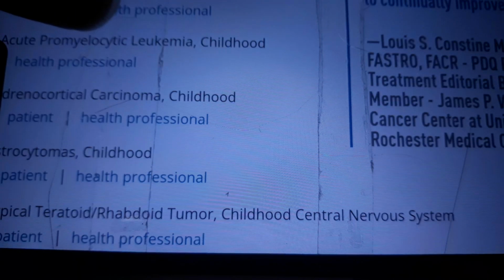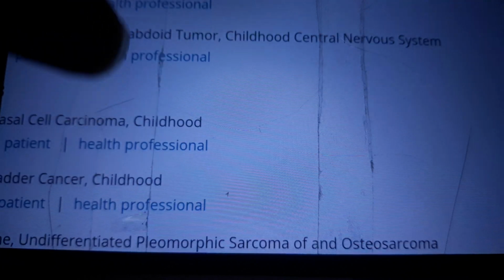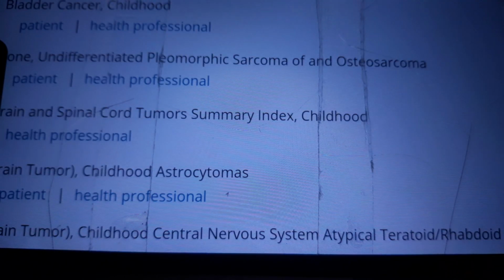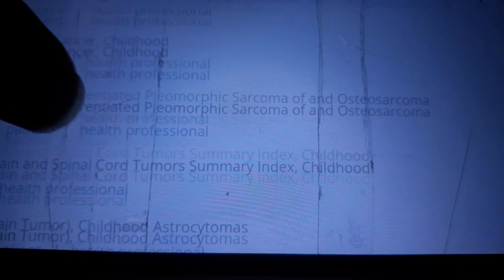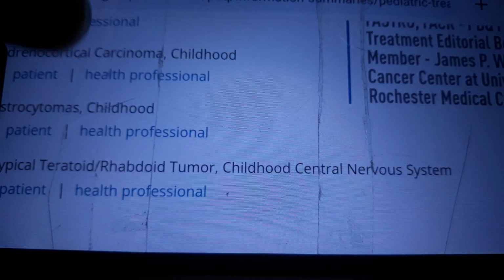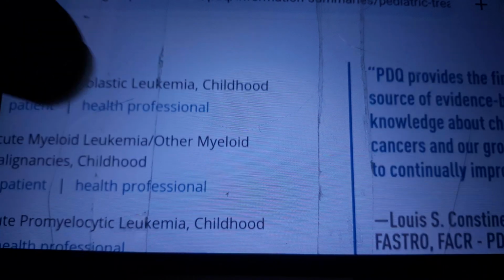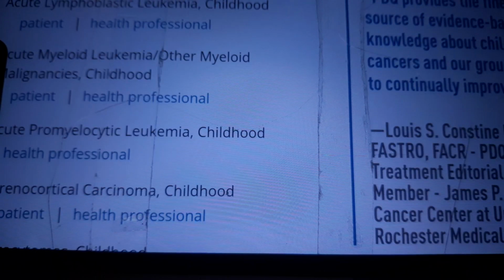And these are the various treatments for the patient and health professionals. So if I were to say all this, let's just take an example and see how it's being explained. Now you go to acute lymphoblastic leukemia for childhood, from the patient's point of view and health professional point of view. Okay, we'll go to the health professional point of view.